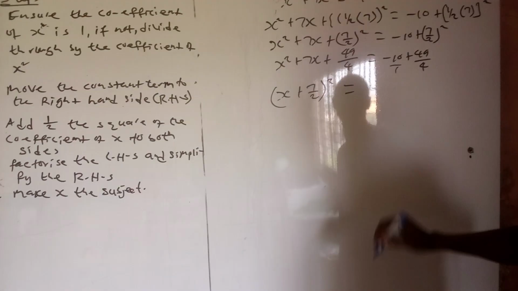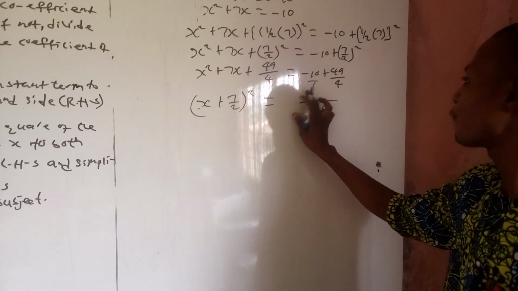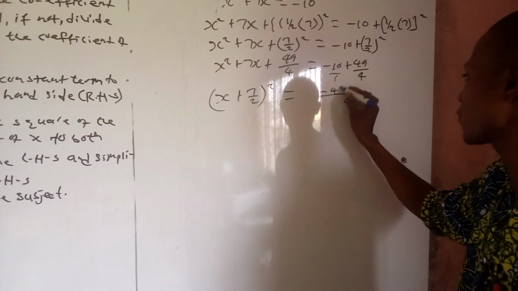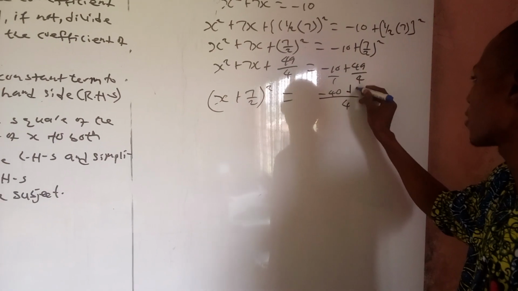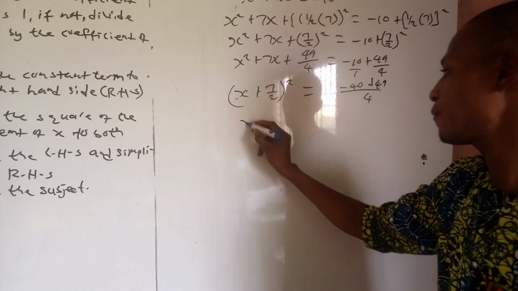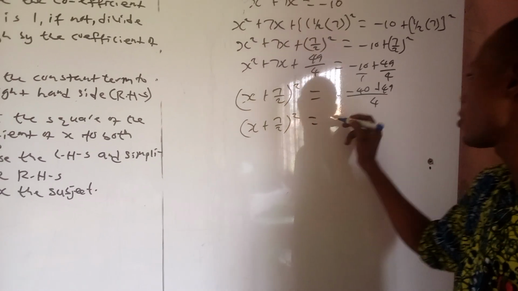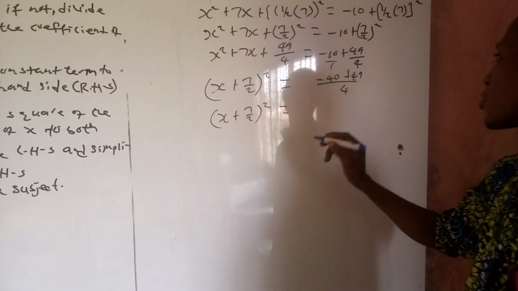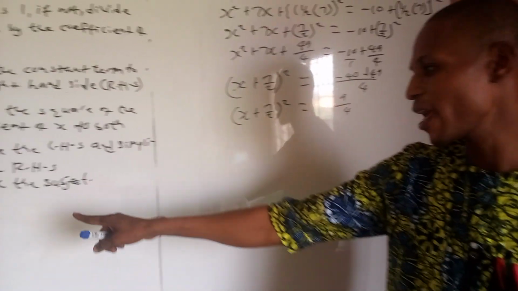the right hand side. So the LCM here is 4. 4 into 1 is 4. 4 times minus 10 is minus 40. 4 divided by 4 is 1. 4 times 49 over 4 is 49. So we have x plus 7 over 2 squared equals minus 40 plus 49, that's 9 over 4.